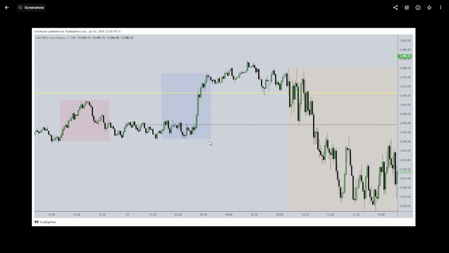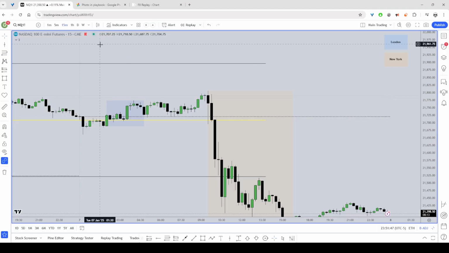Again, London will do whatever London does. We're monitoring how price will sweep the high of London, drawing in traders who were bullish, and then as we go into New York, we see the bearish shift. We look for our opportunity to go bearish, and we capitalize on the AM session in New York to maintain that bearish move. So what are some things that are going on here?